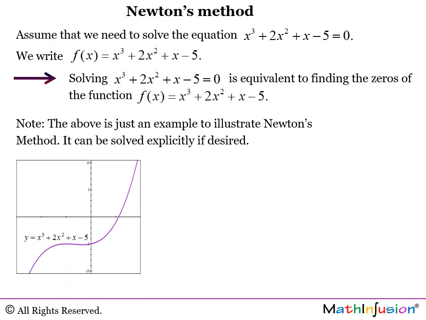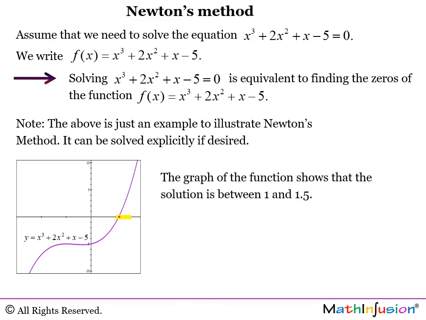Here's the graph of the function. And here is the zero. We can see that the zero is located more or less between 1 and 1.5. So if we want to do something more accurate than that, we are going to use Newton's method.